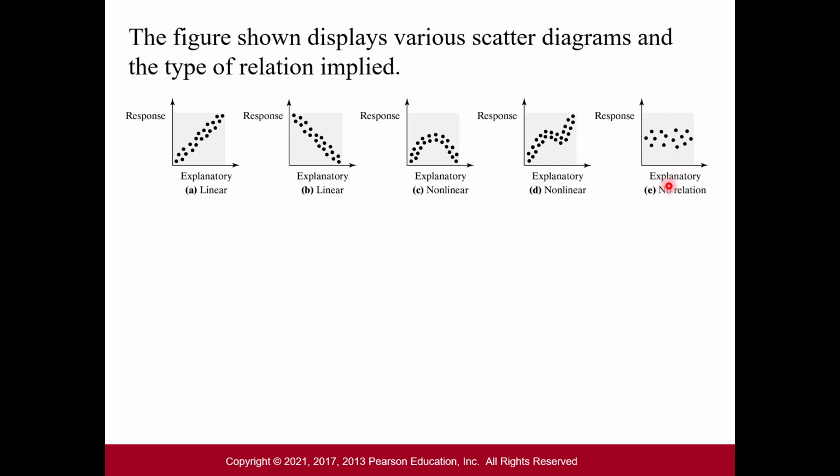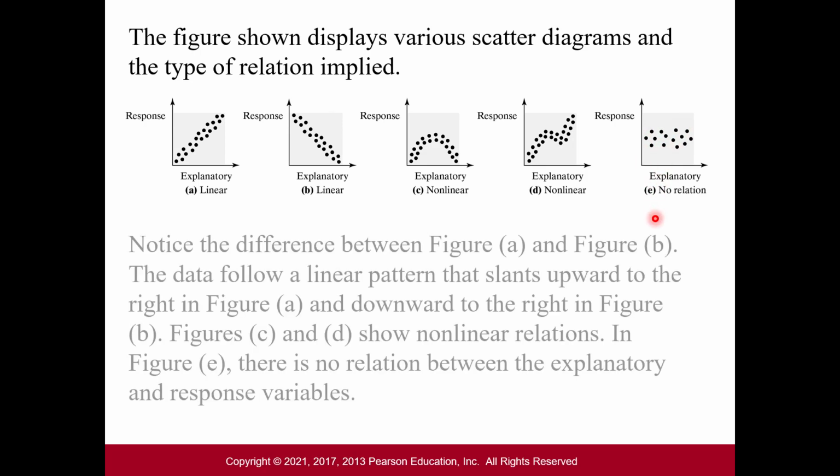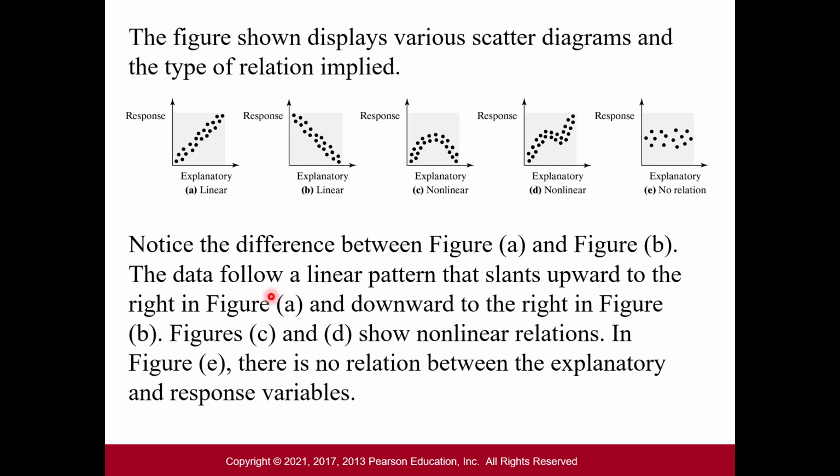And then the last one, there's no relation here between the explanatory and the response variable because it just looks like a patch of dots. There's no line or curve or anything associated with that. So just notice the differences. The data follow a linear pattern that slants either upward to the right or downward to the right in the first two. And then C and D are nonlinear. And then E, there's no relation between the variables.